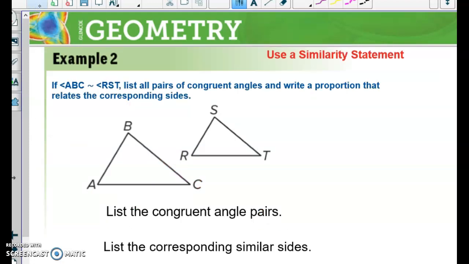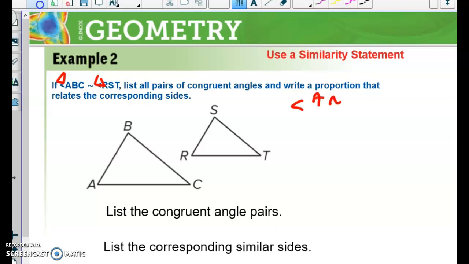If triangle ABC is similar to triangle RST, list all the pairs of congruent angles and write a proportion. I think they're talking triangles. Now, just like when we said triangles are congruent, we said it meant 6 pieces of information. Well, when you say triangles are similar, it means that 3 angles are congruent.